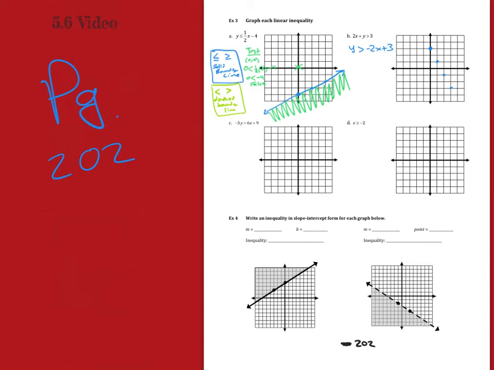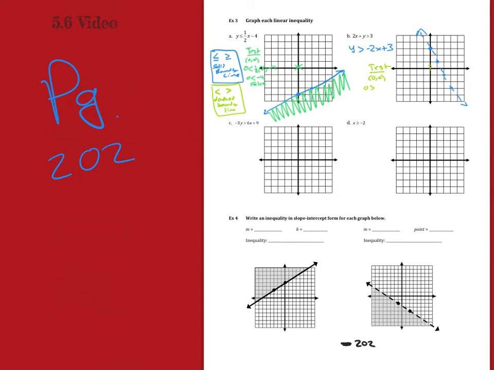Alright, this one is just greater, so I'm going to make it a dashed line. Okay, so I do my dashed line there, looks good. And now I have to do a test point. So you ask yourself, can I do 0, 0? It's not on the line, so we can. So we test 0, 0.